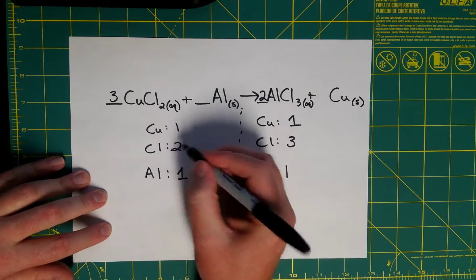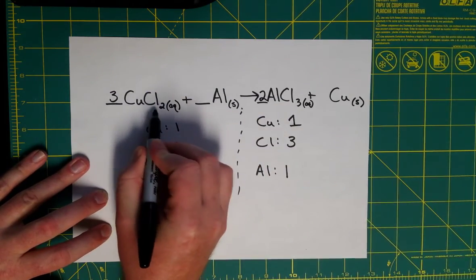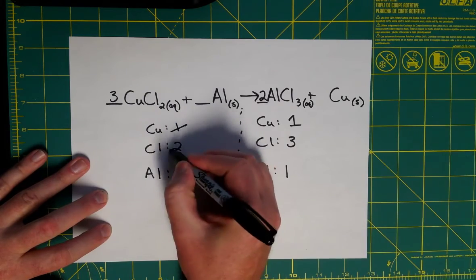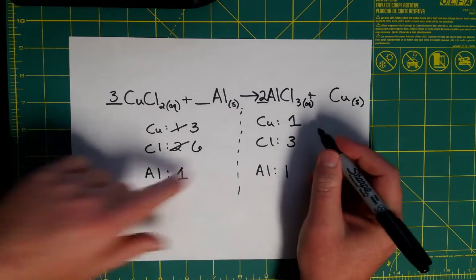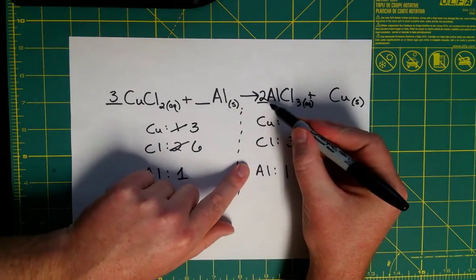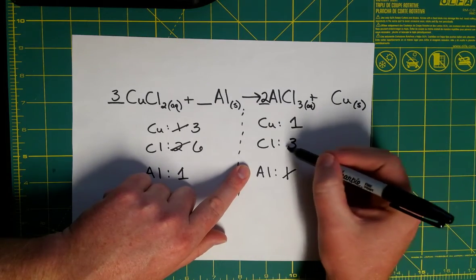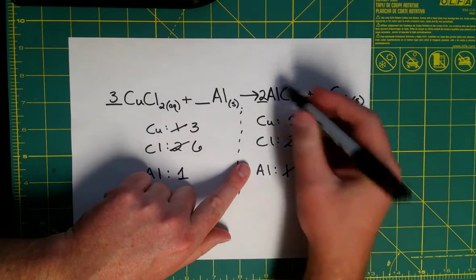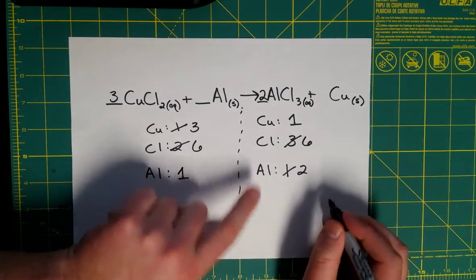So that is going to change a lot of things. I got to come back over here. I put a coefficient in front of copper chloride, so I've got to change copper, and I've got to change chlorine. So now there are 3 coppers and 6 chlorines. Over here, I put a 2 in front of the aluminum chloride. So that means I need to change aluminum, and I need to change chlorine. So chlorine is now 6, aluminum is 2.